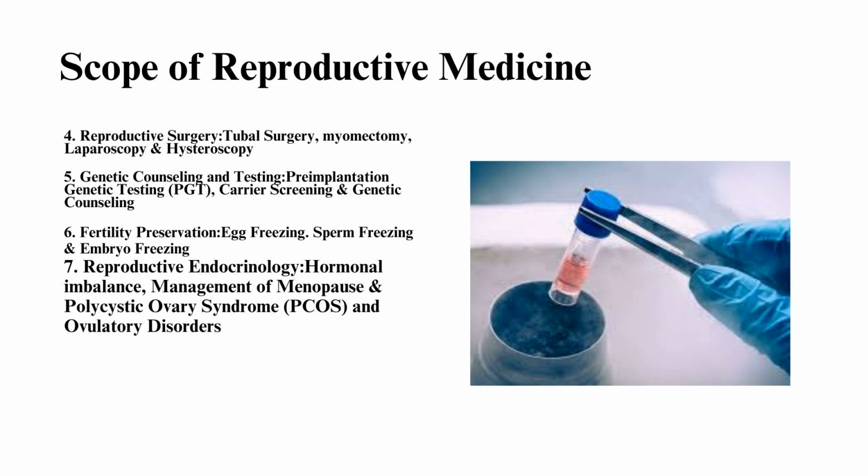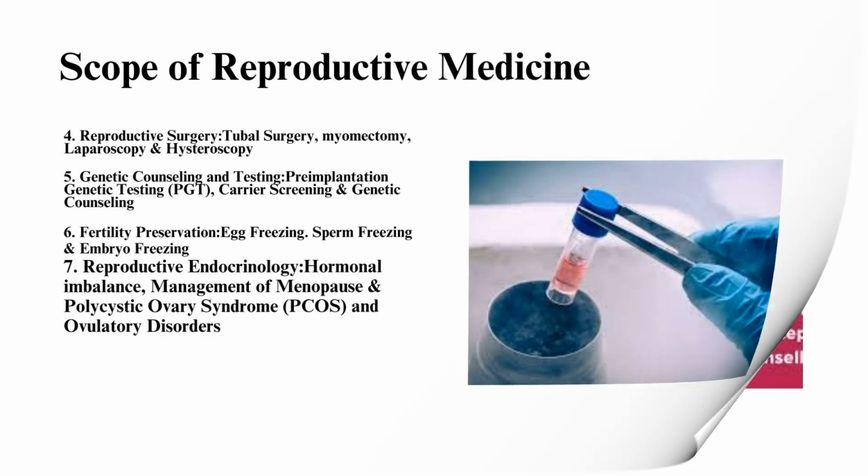Reproductive endocrinology. Hormonal imbalances, or treatment of hormonal conditions affecting the reproductive system, such as thyroid dysfunction or adrenal disorders. Management of menopause, hormone replacement therapy, HRT, and other treatments to manage symptoms of menopause and reduce the risk of osteoporosis. Polycystic ovary syndrome, PCOS, and ovulatory disorders, treatment of anovulation and disorders affecting the female reproductive endocrine system.